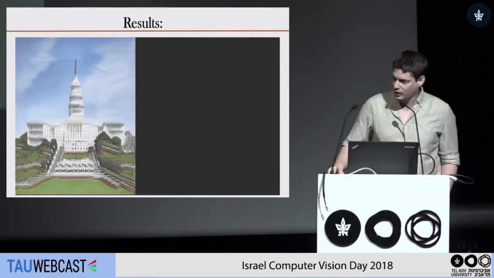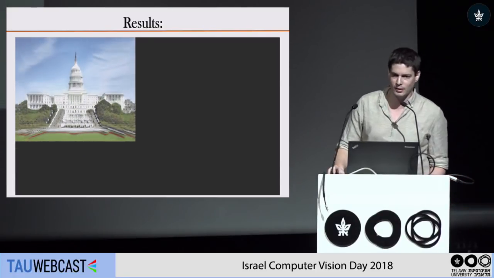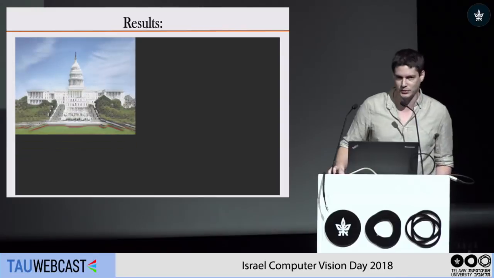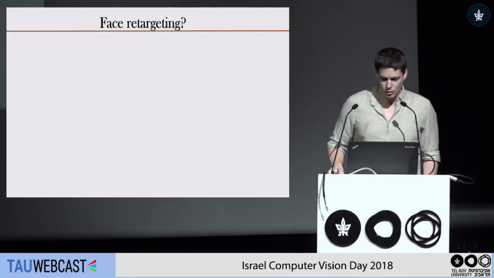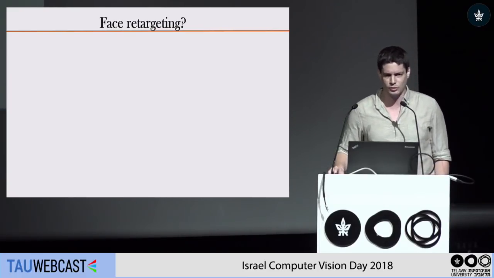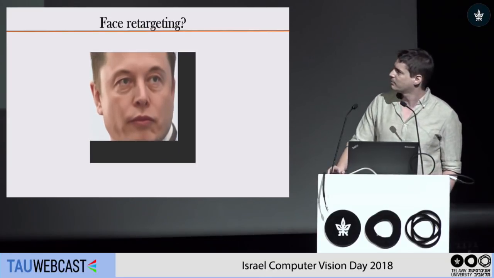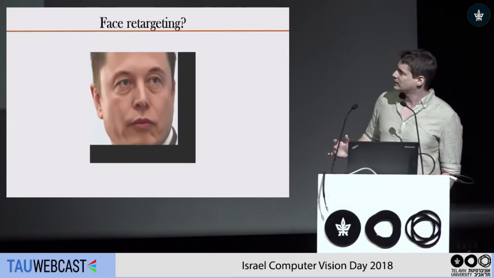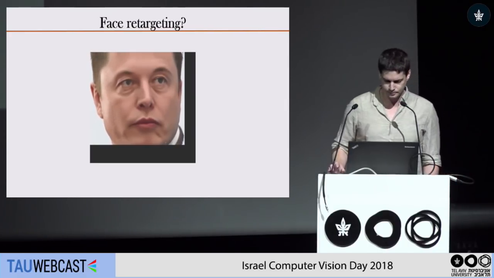Here's another example of the Capitol building, and you can see that new floors are added to the main tower and to the size of the building. And it is also possible to retarget faces as long as you don't do it too extreme. So, for example, here you can see that Elon Musk's eyes and mouth maintain their original size while the global shape of the face is changing.